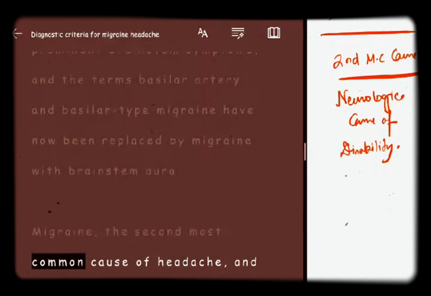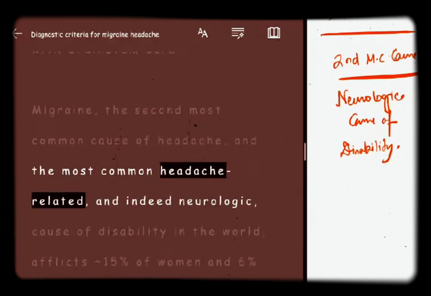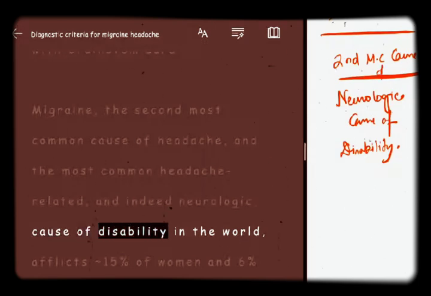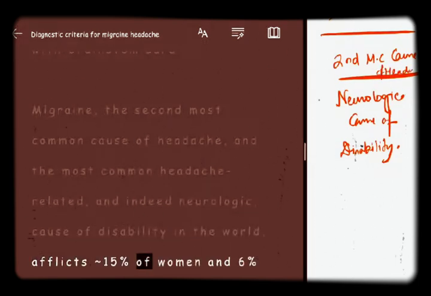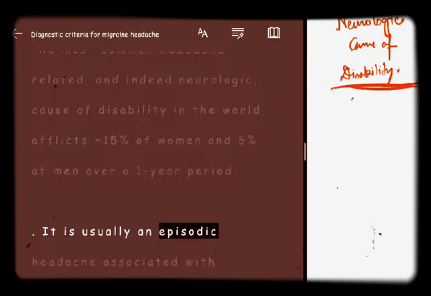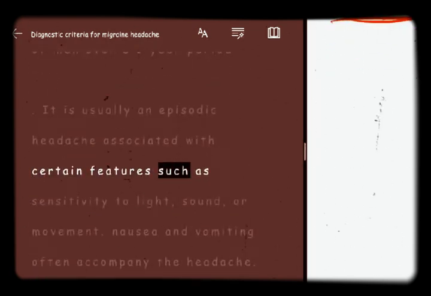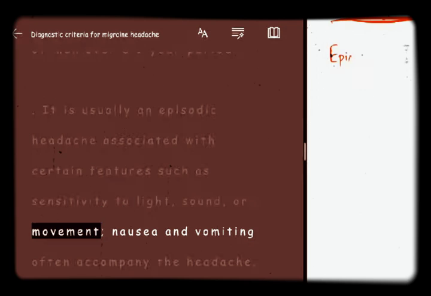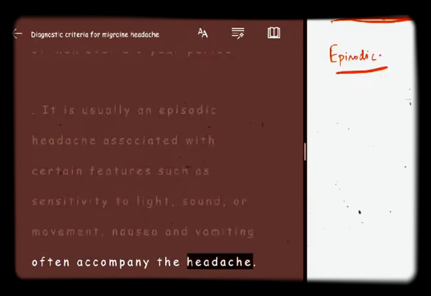Migraine, the second most common cause of headache, and the most common headache-related, and indeed neurologic, cause of disability in the world, afflicts 15% of women and 6% of men over a 1-year period. It is usually an episodic headache associated with certain features such as sensitivity to light, sound, or movement. Nausea and vomiting often accompany the headache.